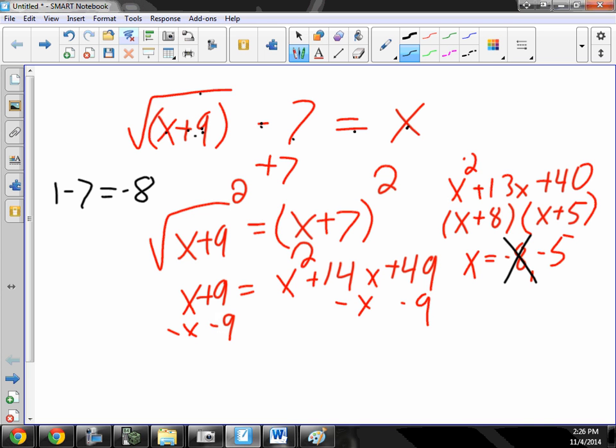So negative 5 plus 9 is 4. Square root of 4 minus 7, is that equal to negative 5? Yes. 2 minus 7 is negative 5. So this one only had one solution. And tomorrow, we are going to figure out why some of them work and some of them don't work. But I didn't tell you why today, and nobody picked up on it. At least nobody said anything.